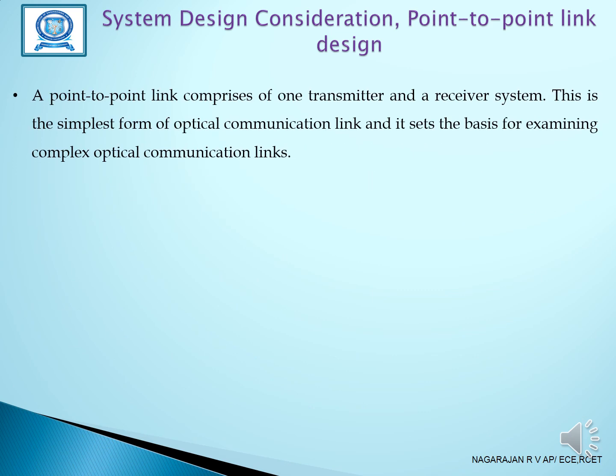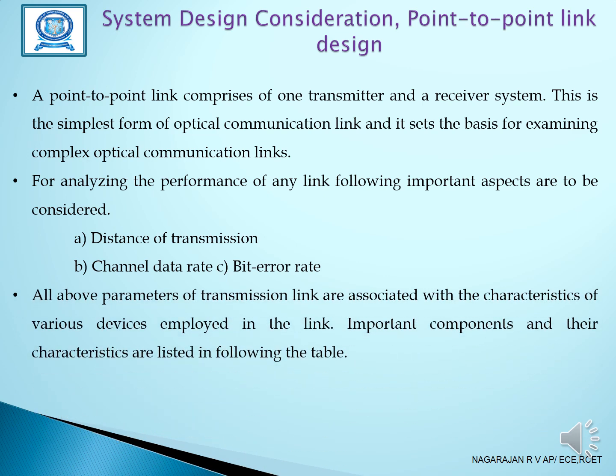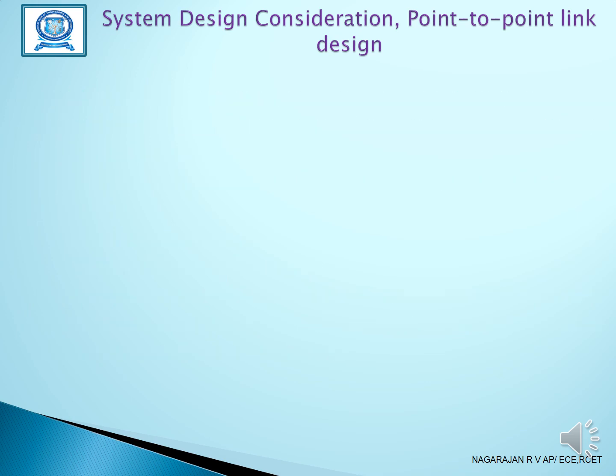Next, a point-to-point link comprises one transmitter and receiver system. This is the simplest form of optical communication link that sets the basics for examining complex optical communication links. For analyzing the performance of any link, the following important aspects are to be considered: distance of transmission, channel data rate, and the third one is bit error rate. All above parameters of transmission link are associated with the characteristics of various devices employed in the link. Important components and their characteristics are listed in the table.